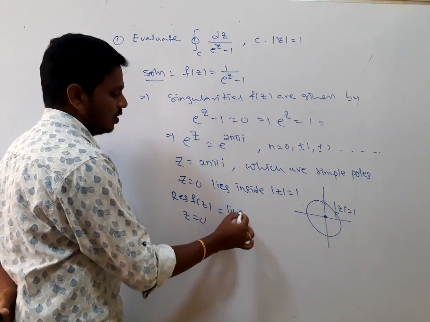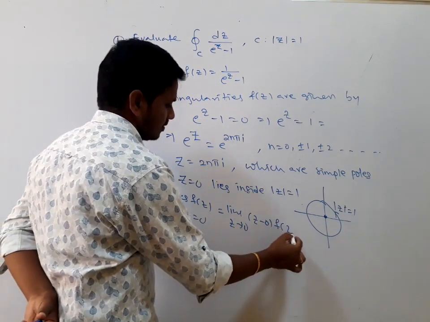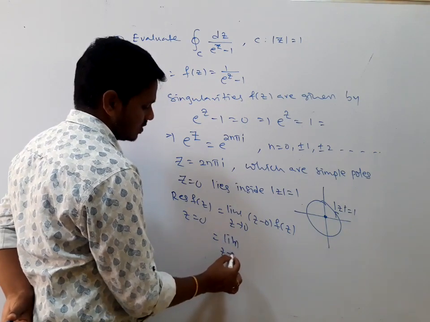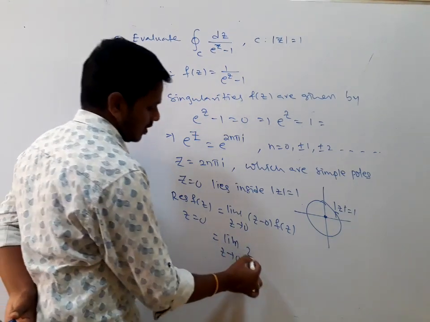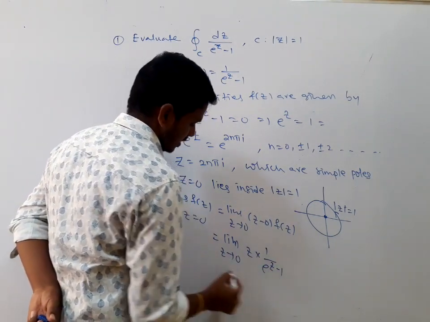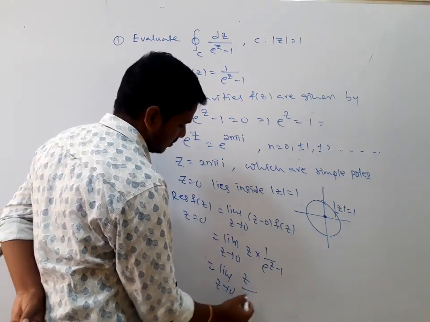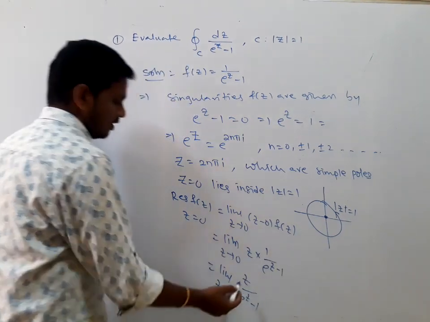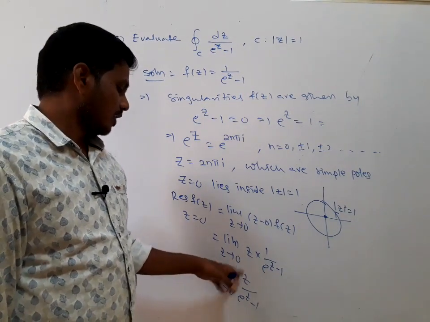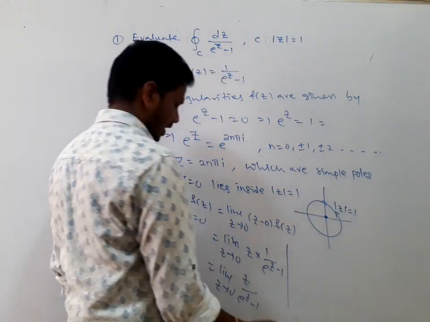It is a simple pole, so we take the limit as z tends to 0 of (z minus 0) into f of z. Using the formula, z minus z naught, here z into f of z equals z times 1 by e to the power z minus 1. Limit z tending to 0 of z divided by e to the power z minus 1 gives the 0 by 0 undetermined form. In this case you can apply L'Hospital's rule.